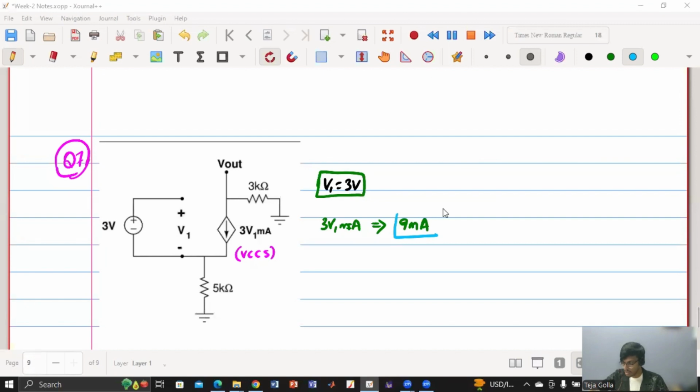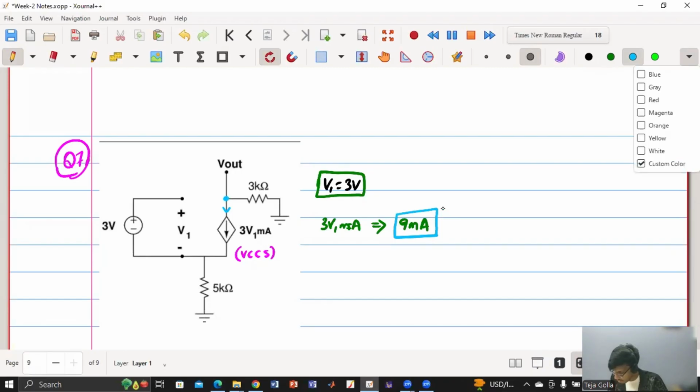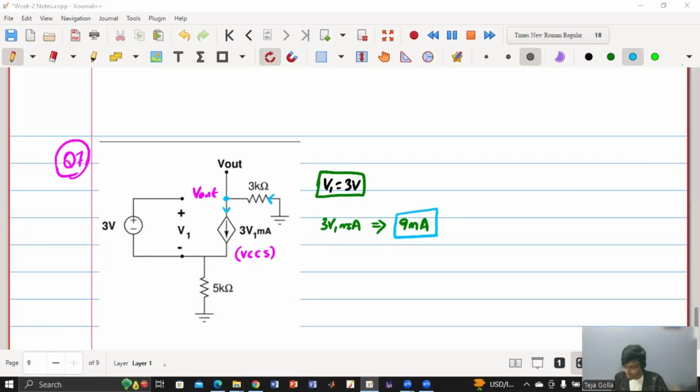So we got 9 milliampere. So I got the current. Okay. So now this is the value of current, and this is V output, right? So this is V output. So this current is going to flow in this resistor in this way. Agree? True or not? 9 milliampere. Yes, sir. Yes.